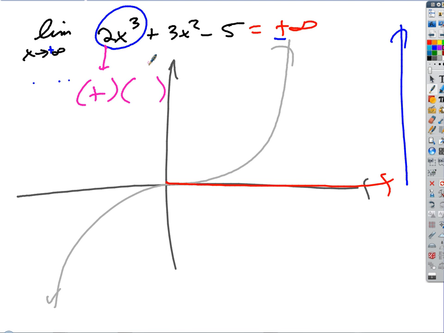If I take any positive number and raise it to a power, am I going to get a positive or negative result? Positive. So I'm going to get a positive times a positive. Positive times positive equals positive. Right? Make sense? Okay, let's try another one.